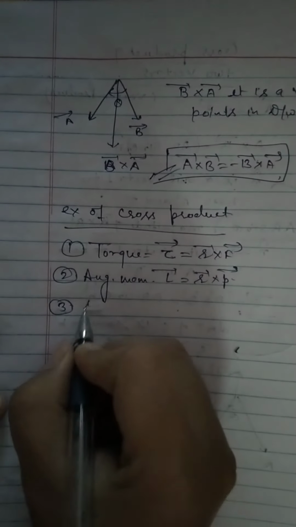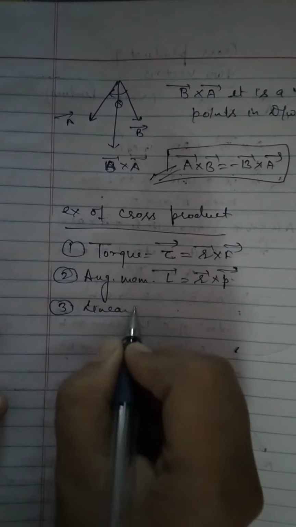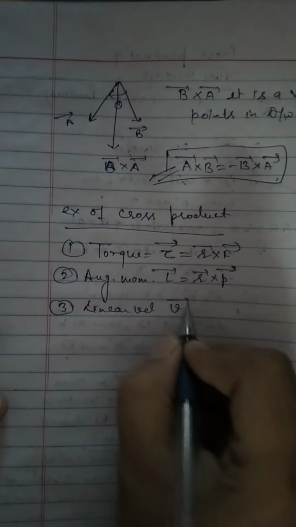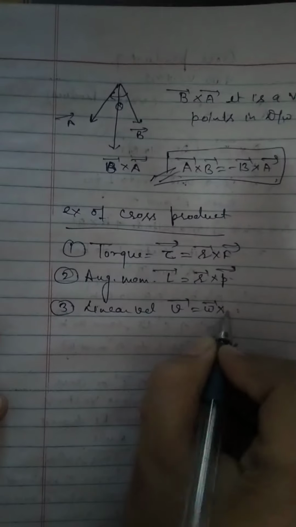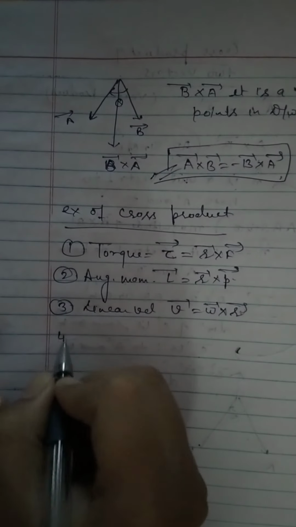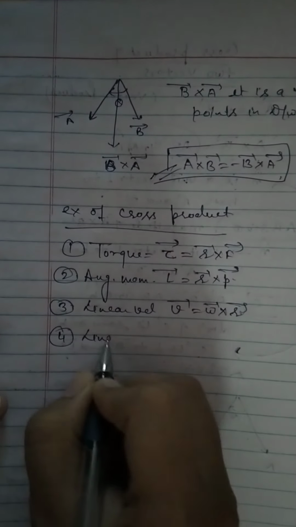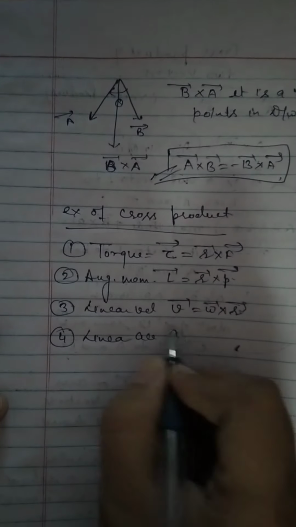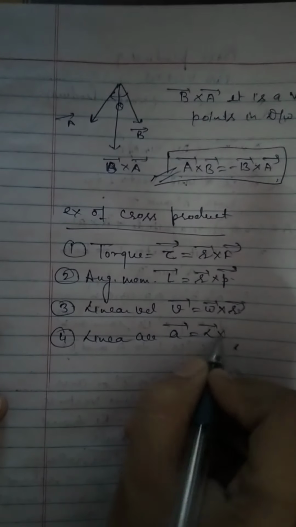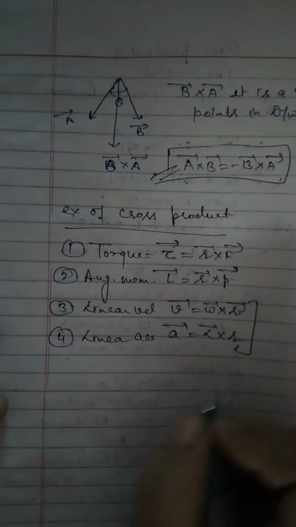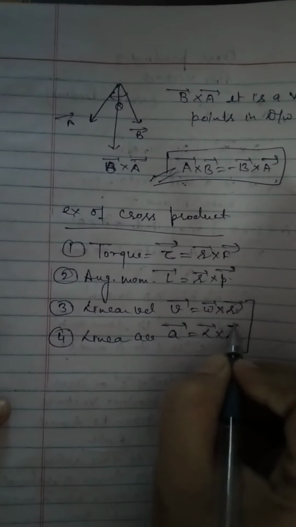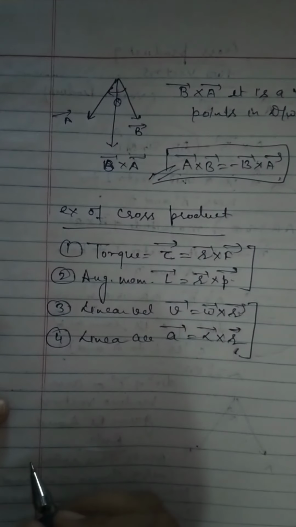Third is the linear velocity and angular velocity relation: V is equal to omega cross R. What is linear acceleration? A is equal to alpha cross R. So these are the quantities which are represented by the cross product of physical quantities.